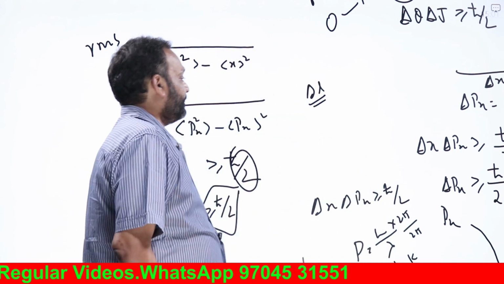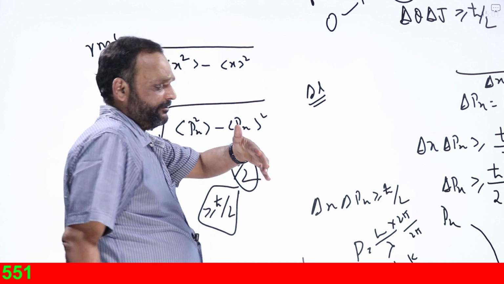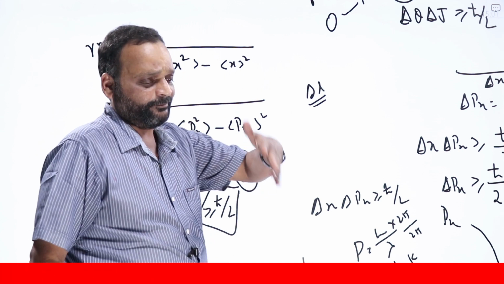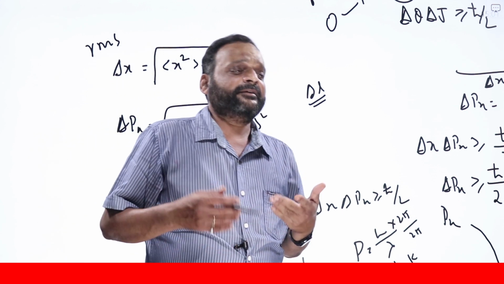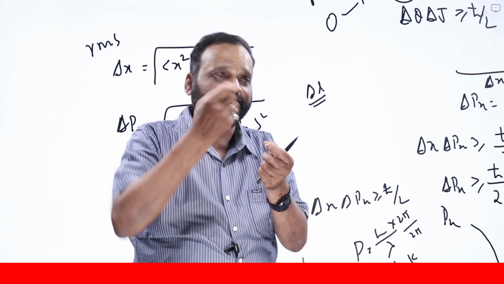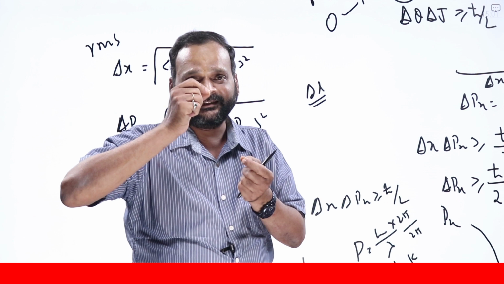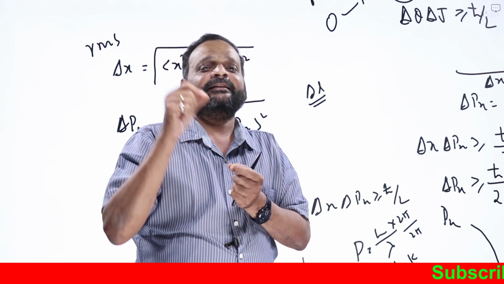Right now, what is the meaning of uncertainty? I told you what the meaning of uncertainty in my height is: how accurately you can tell it, with what inaccuracy. Six feet plus or minus 2 inches, six feet plus or minus 1 inch. That plus or minus 1 inch or plus or minus 2 inches is the uncertainty in the position.